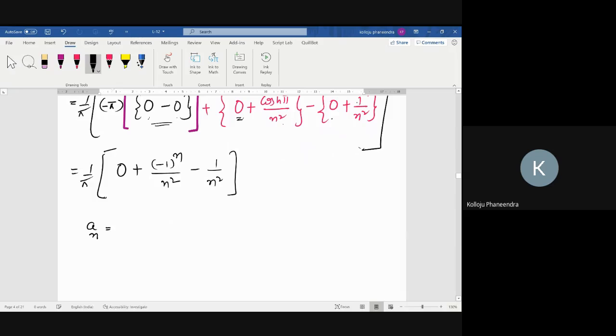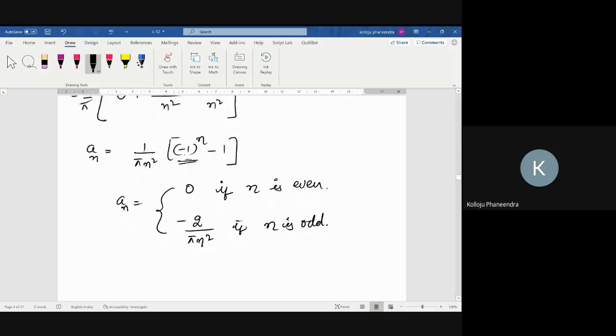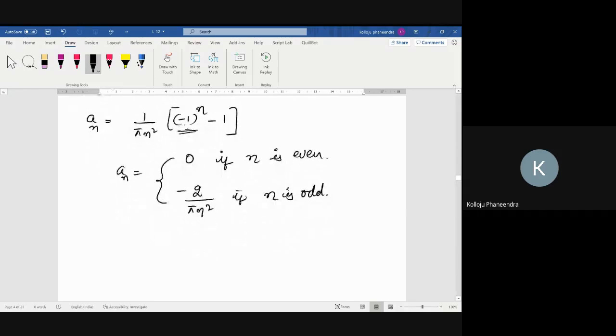So, an is equal to 1 by pi n square is common. What is the remaining part? Minus 1 whole power n minus 1. Okay, so I can write this as an is equal to, now this value is 0 when n is even. When n is even, this is plus 1, 1 minus 1, 0. When n is odd, this is minus 1 minus 1, so minus 2 by pi n square if n is odd. If n is odd, this is the value of an. And when n is even, its value is 0. When n is odd, its value is minus 2 by pi n square.